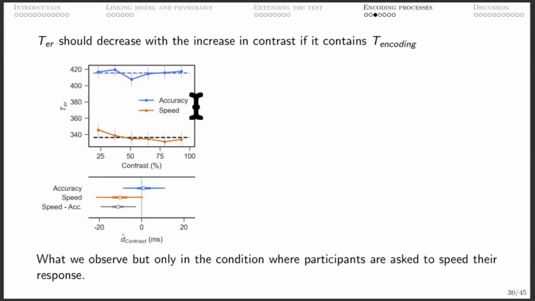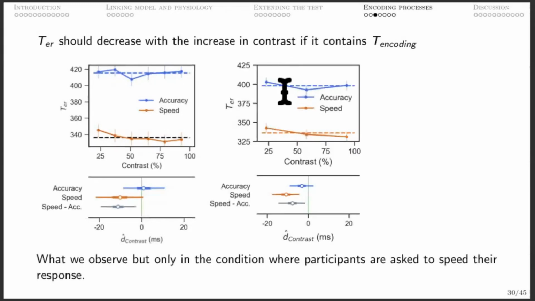When we look at the accuracy conditions, or when we ask participants to favor accuracy, we do not have this relationship anymore. And this is observed in the original experiments and also in the replication experiments that contain a bit less contrast levels. You see again, no clear relation between non-decision time and contrast, but you see one when you ask participants to speed up.